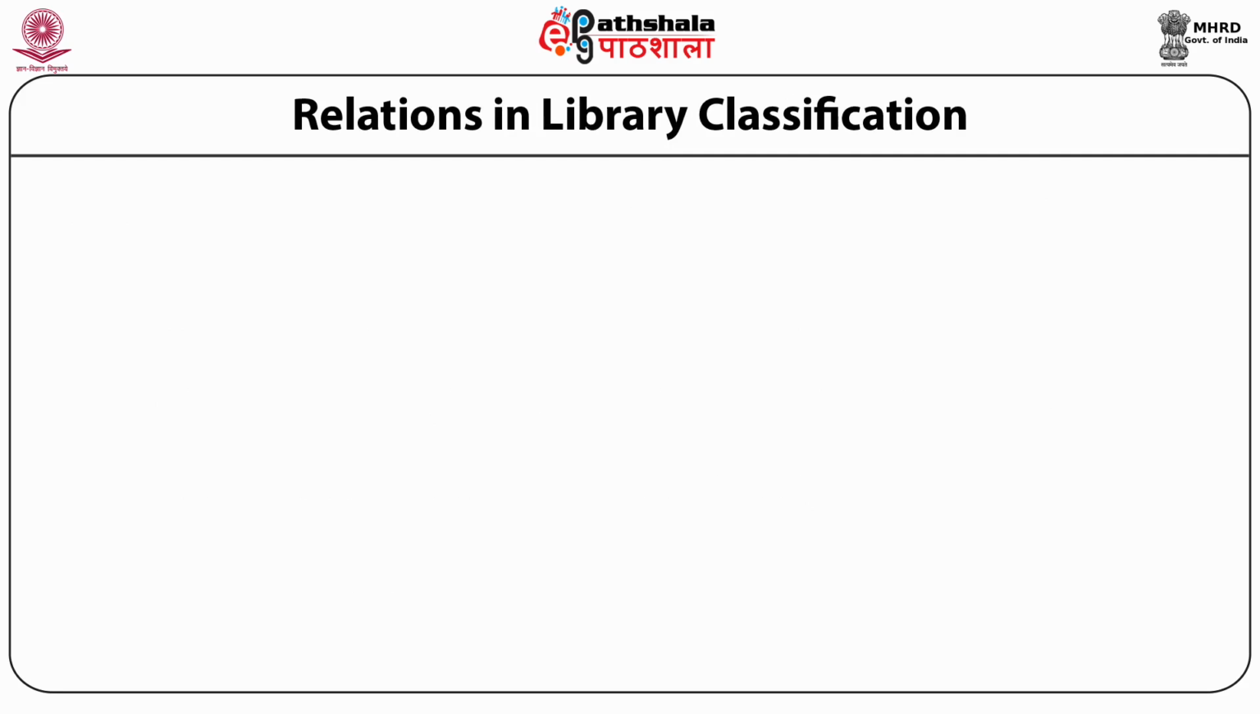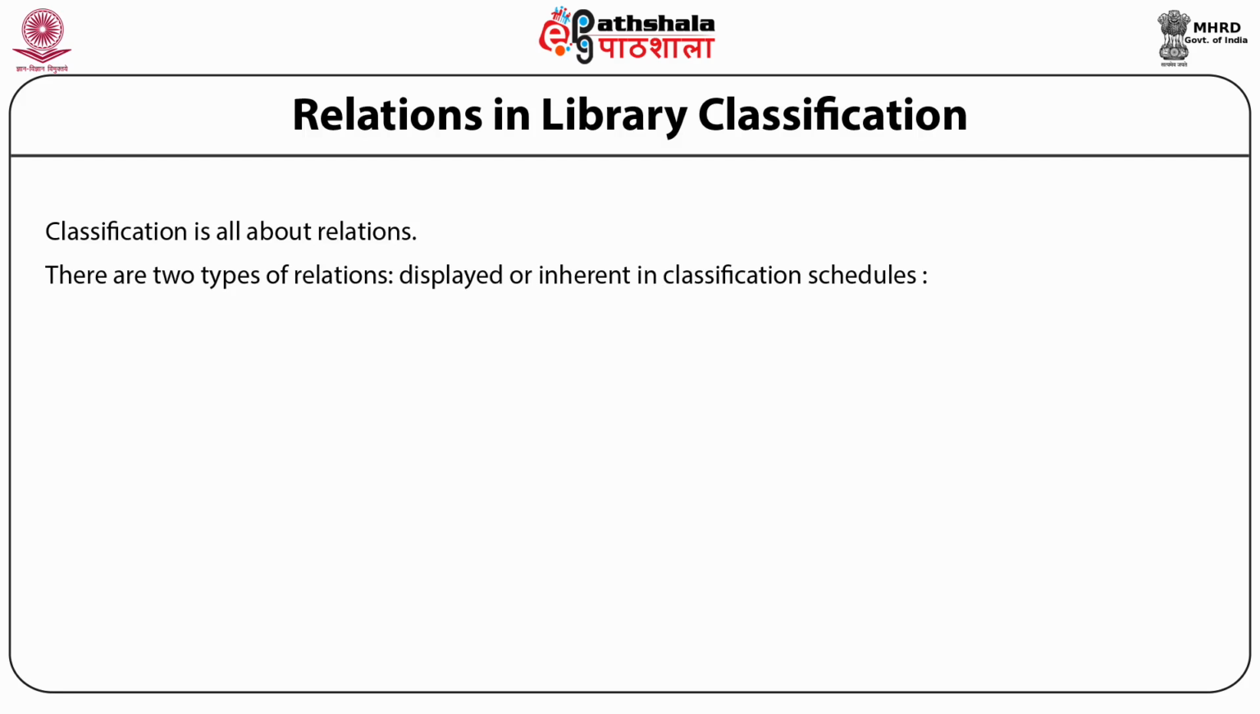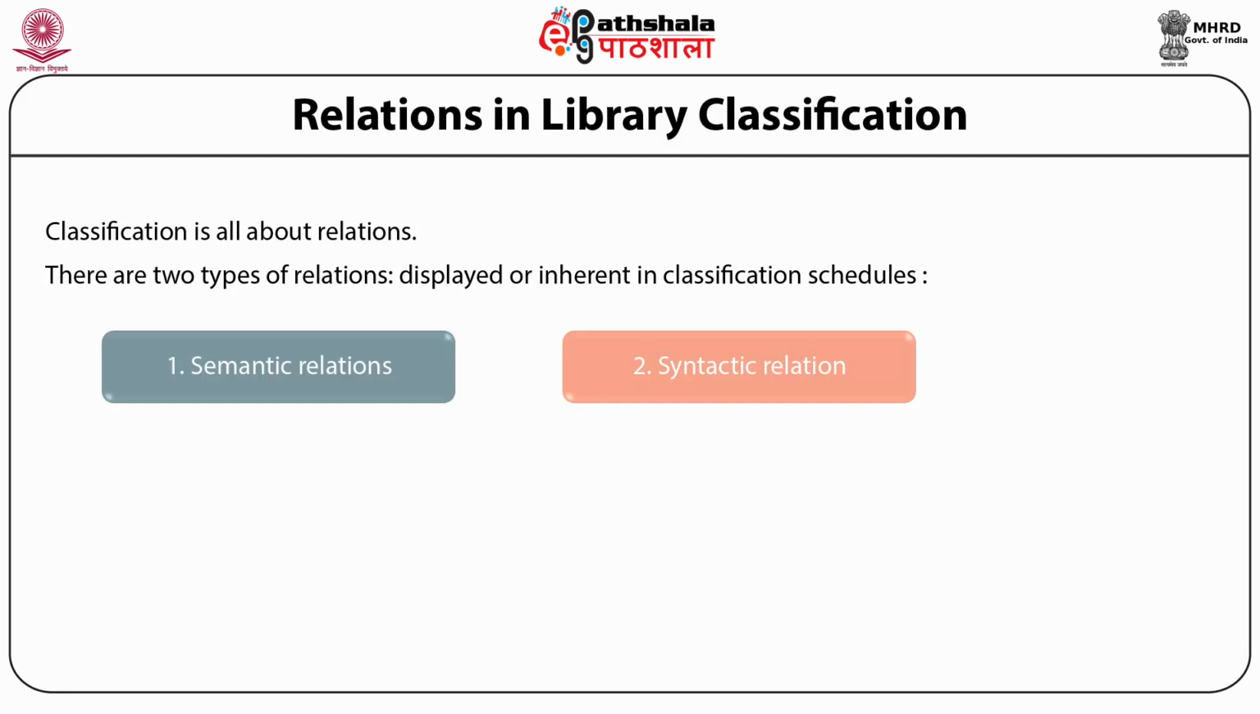Relations in library classification. Classification is all about relations, or classification is discovering relations in other ways. There are two types of relations displayed or inherent in classification schedules. These are semantic relations, that is meanings, and syntactic relations, that is the grammar. And a subcategory of syntactic relation is the principle of inversion, which we will talk about later.